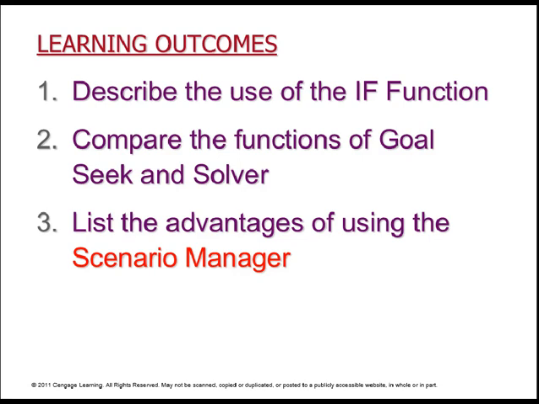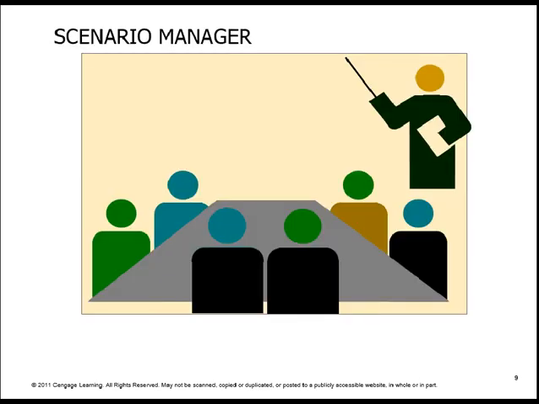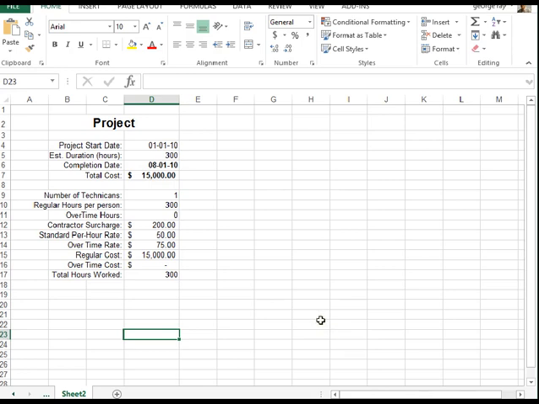Each group of input values or scenarios must be named and stored before it can be used. So we'll go ahead and take a look at how we do that now. Here we have a model based on the number of technicians that we have, and we're going to want to vary the number of technicians, the regular hours, and the overtime hours to look at how that scenario is going to affect our total cost.